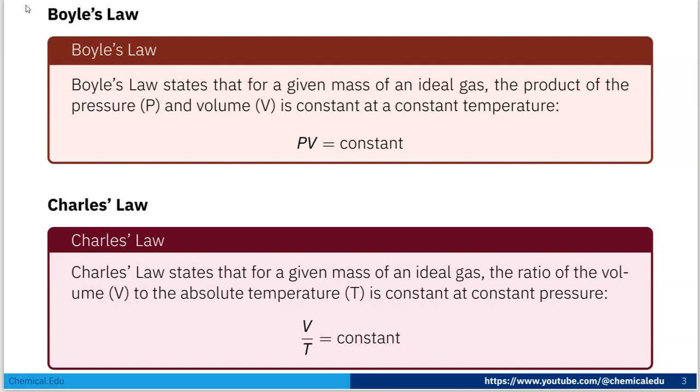And then next is Boyle's law. So what is Boyle's law? Boyle's law states that for a given mass of an ideal gas, the product of the pressure P and volume V is constant at a constant temperature. So PV is actually constant.